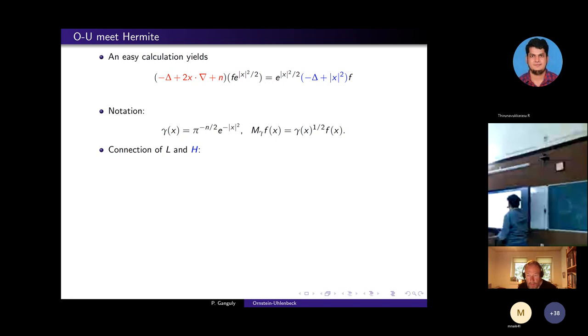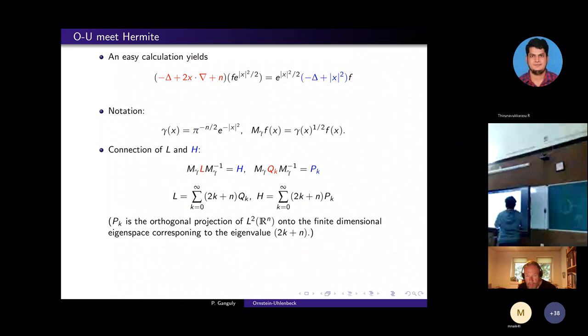L is the Ornstein-Uhlenbeck operator with a plus n. So this is the connection. You apply M_gamma, then L, then M_gamma inverse, and that will land you in the Hermite operator. The projections for the Hermite operator we will denote by P_k.